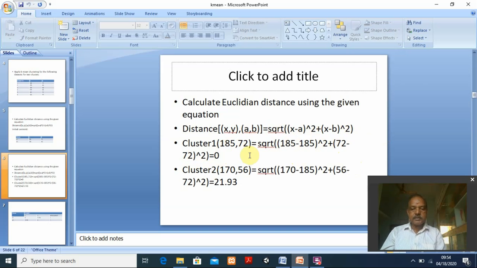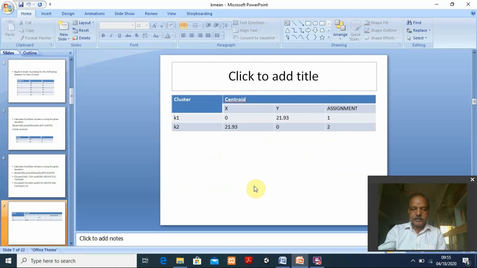Suppose I want to calculate the distance from the second one. The second one I have taken as 170, 56. In that case the initial was 185, you remember? So 170 minus 185 whole square, similarly 56 minus 72 whole square. So by using all the things, what is the distance I calculated? Taking the square root of all the things, it is coming 21.93. Now I assigned k1 with respect to x as 0, and then 21.93 is what we calculated. Similarly k2 with respect to x is 21.93, with respect to y it is 0. So this is the distance we calculated.